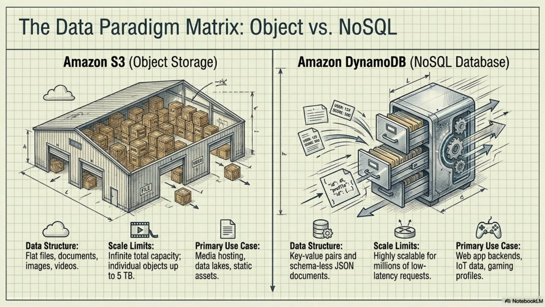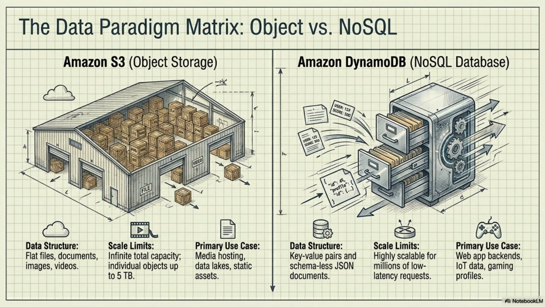The data paradigm matrix, object versus NoSQL. Let's talk storage. AWS gives you S3 for files, images, backups, and DynamoDB for structured application data. S3 is like a warehouse. DynamoDB is like a high-speed database. Different tools, different use cases.